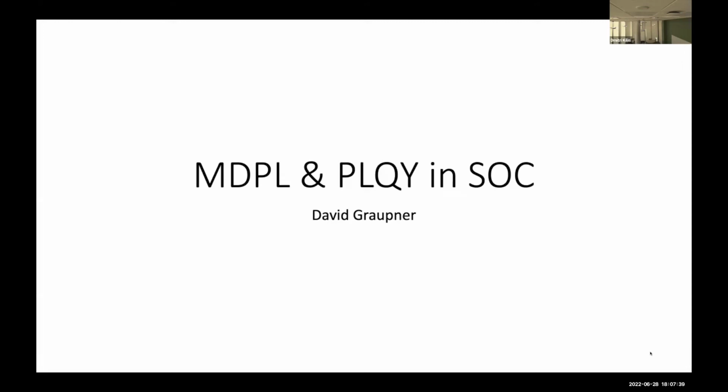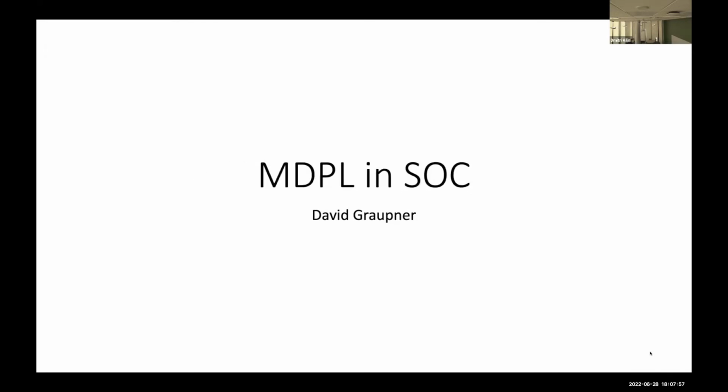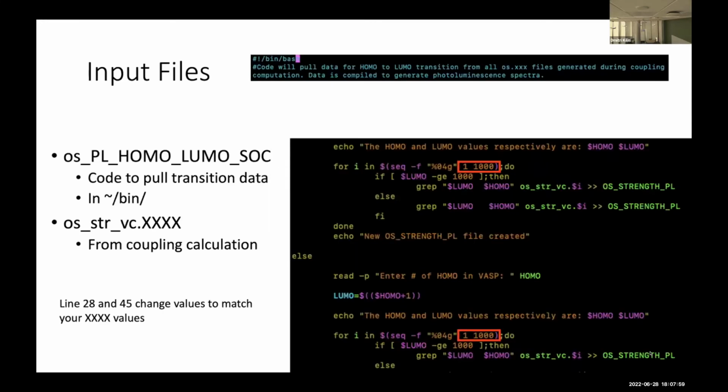So I am going to talk about two more observables we can examine in our calculations. MDPL, which is the molecular dynamics photoluminescence, and photoluminescence quantum yield. So we're going to start with MDPL.